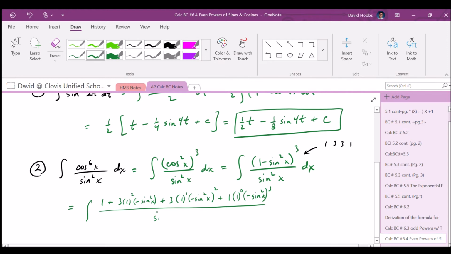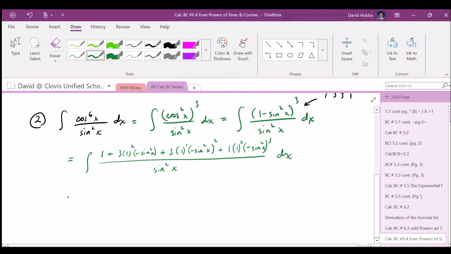All over sine squared x with respect to x. Okay, so now if I clean up that numerator, I've got 1, minus 3 sine squared x, plus 3 sine to the 4th x, and then minus sine to the 6th x, all over sine squared x with respect to x.